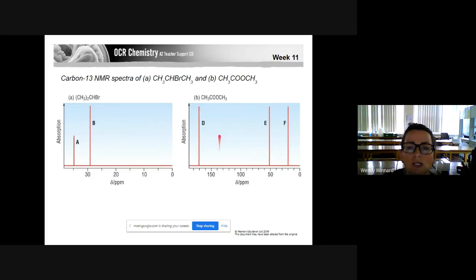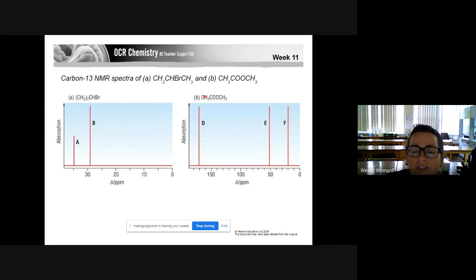Let's now have a look at these 2 molecules here. This here is 2-bromopropane. It's going to give 2 signals. And this molecule here is an ester, methyl ethanoate. Let's see how those signals originate. 2-bromopropane is going to give 2 signals because the carbon that's attached to the bromine is going to be more unshielded. Where would you get the data from? Your data sheet. And these 2 groups here are identical. So that's got 2 different carbon environments.